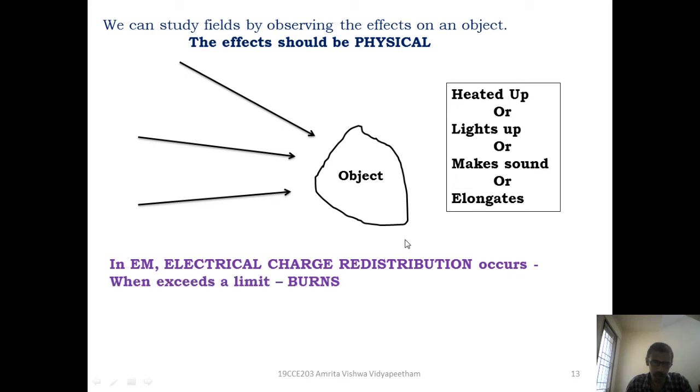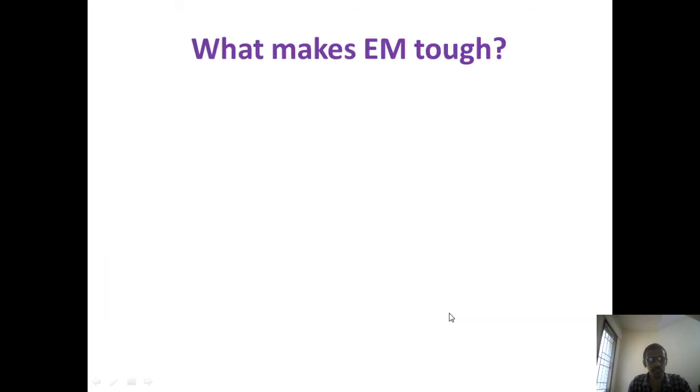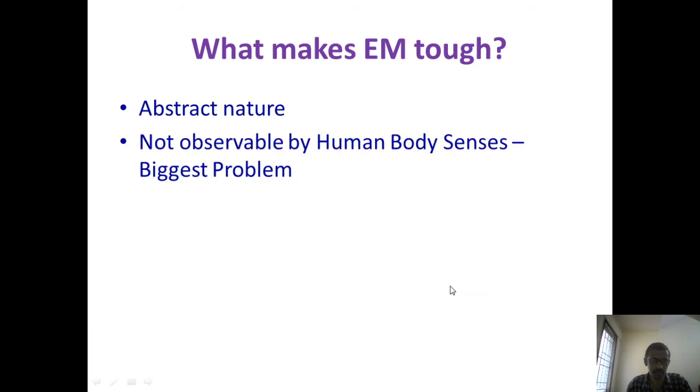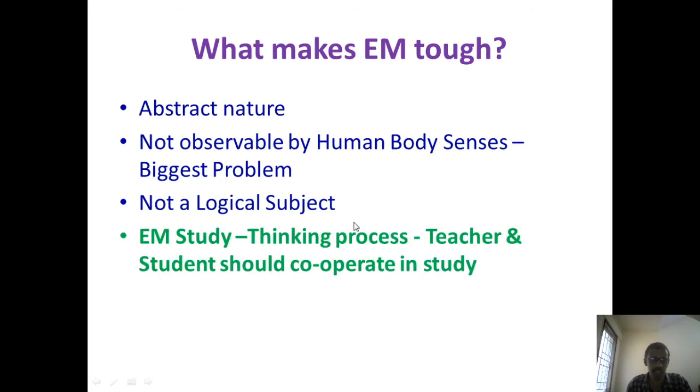I would like to give a small note of caution. If this electrical charge redistribution goes beyond a particular point, it burns. The object gets burnt away. So, summarizing it, what makes EM tough? Its abstract nature. And what do you mean by abstract nature? You have to apply your mind and model the fields, which are not observable by human body senses. This is the biggest problem. It's not a logical subject. EM study is nothing but a thinking process that has to be initiated by the teacher and with full cooperation by the student.